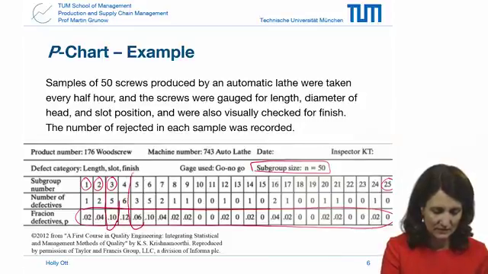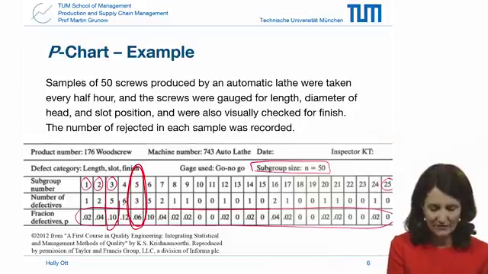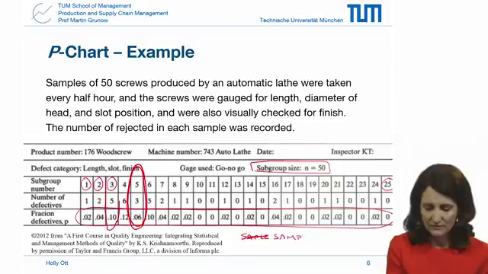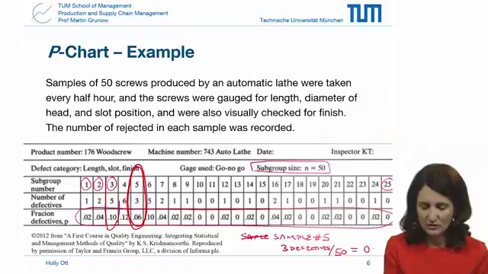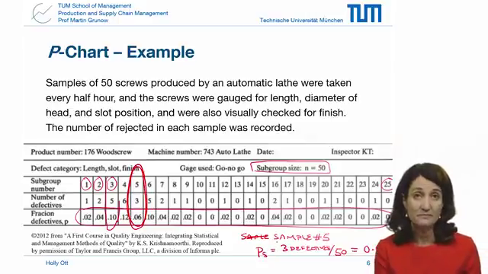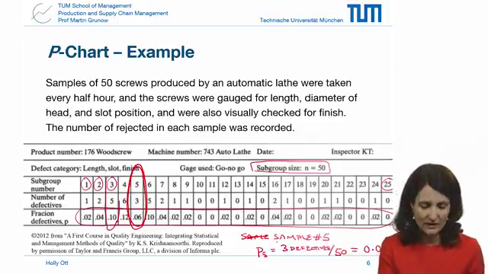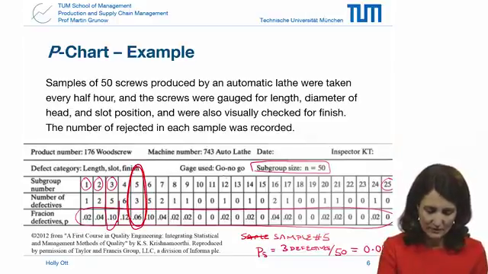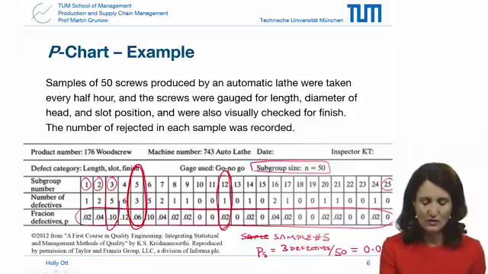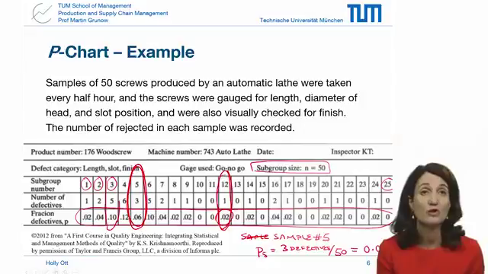actually, let's look at sample number 5 here. Sample number 5 has 3 defectives from 50, which is equal to 0.06. So this is P sub 5, the proportion defective in sample 5. And so likewise for sample 12, we have 1 defective out of 50, so the P12 is going to be this 0.02.